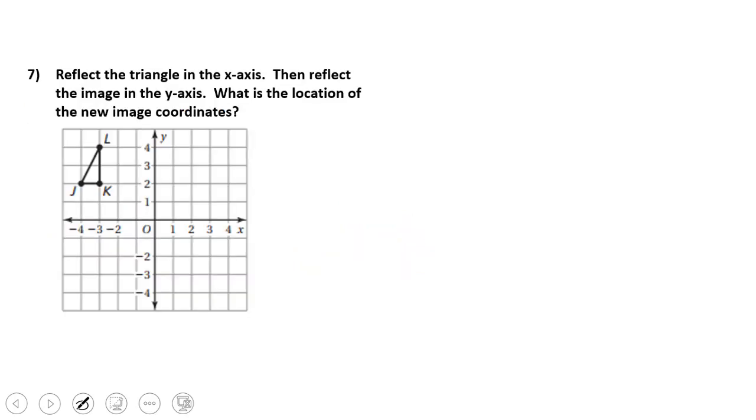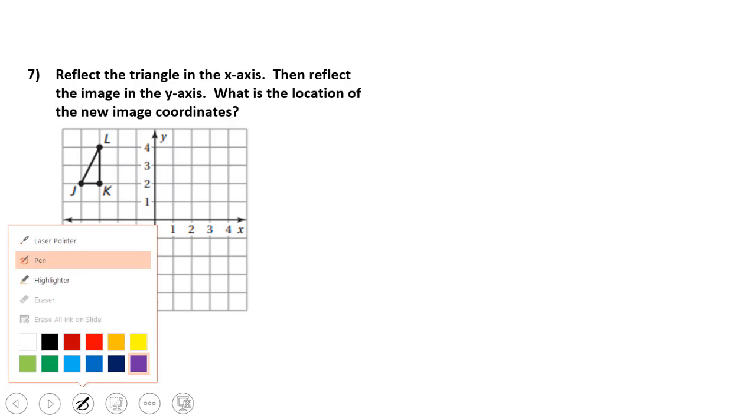Welcome to example 7, where, ladies and gentlemen, we're going to combine and we're going to reflect first this triangle in the x-axis, and then we're going to reflect this image in the y-axis. What is the location of the new coordinates? So that means we're going to do 2 reflections in a row. We're going to reflect the original figure, and then we're going to reflect the image. So, ladies and gentlemen, let's take a quick looky-see.